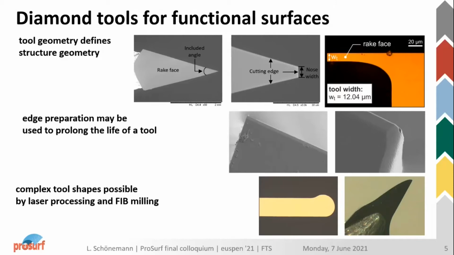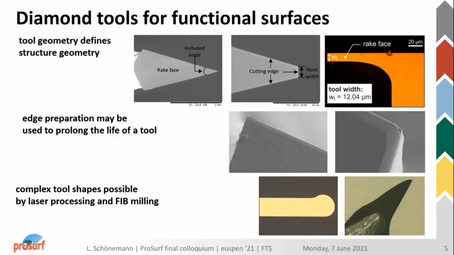And one thing that we considered a lot within ProSurf is using complex shaping techniques for generating these fine geometric features on the diamond tools, which is in this case done with a combination of laser machining, so laser machining the rough shape of the diamond tool, and then using FIB milling to generate very tiny features like these small cutting edges on the tools. Then we can generate these highly precise tools with small extent and use them for microstructuring applications.